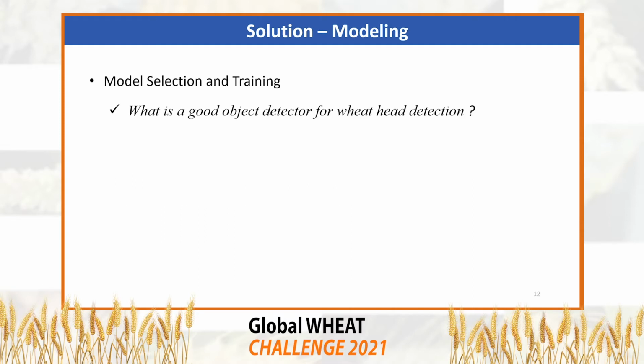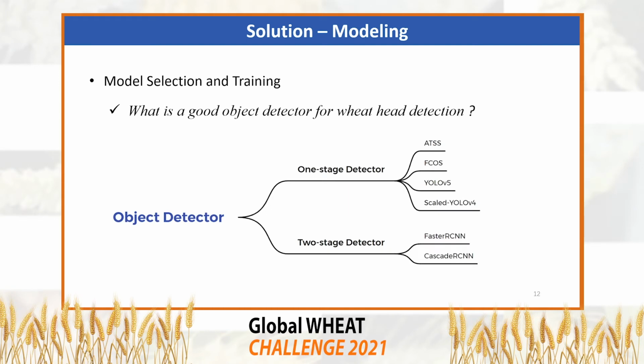So the first question is, what is a good object detector for wheat head detection? To answer this question, we investigate some state-of-the-art object detectors. For one-stage detectors, we have tried ATSS, FCOS, YOLOv5, and Scaled-YOLOv4. Regarding two-stage detectors, we tried Faster R-CNN and Cascade R-CNN. We find that Scaled-YOLOv4 performs well on the public leaderboard. Therefore, we choose it as our baseline object detector.